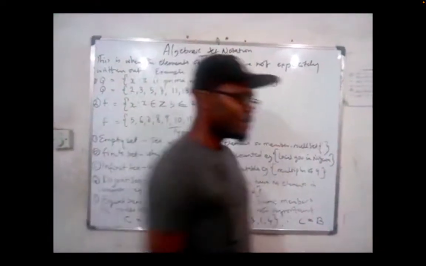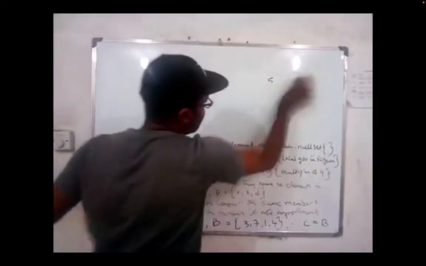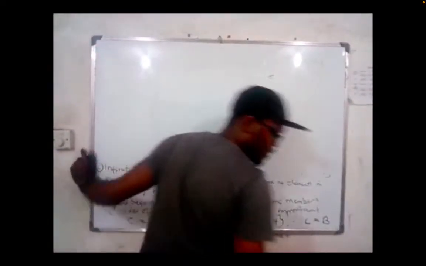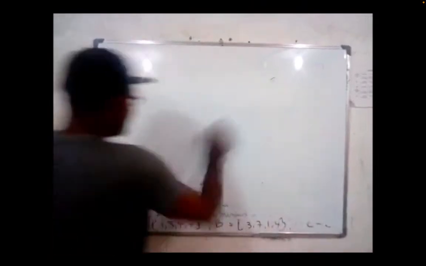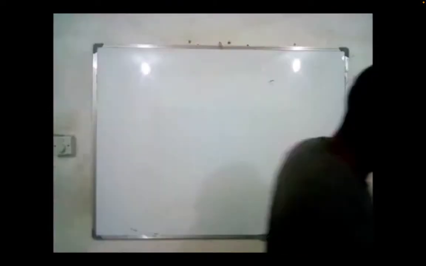Is that clear? So I'm going to be giving us this exercise in set notation to see how we are able to understand set notation, or direct notation. Is that clear? So we're going to be doing some examples.